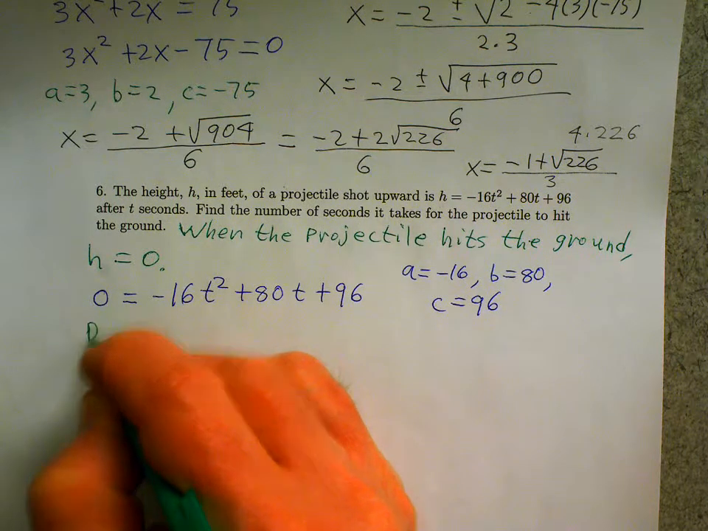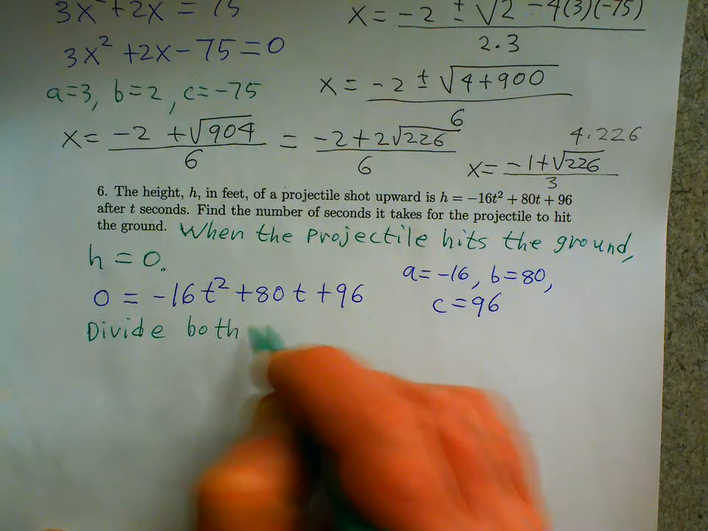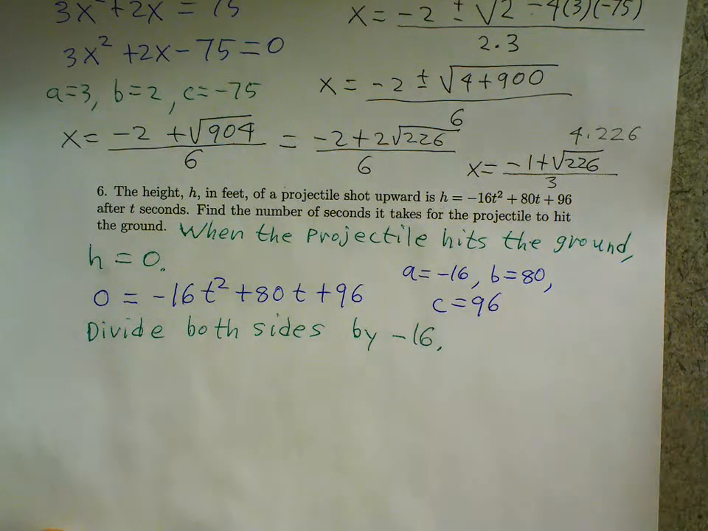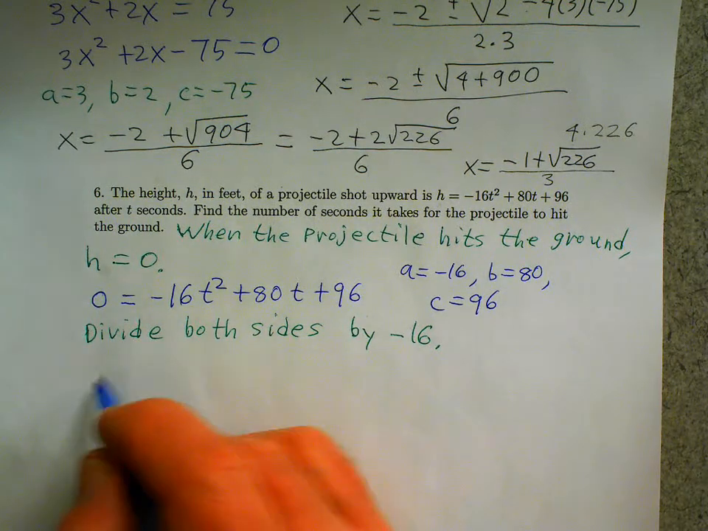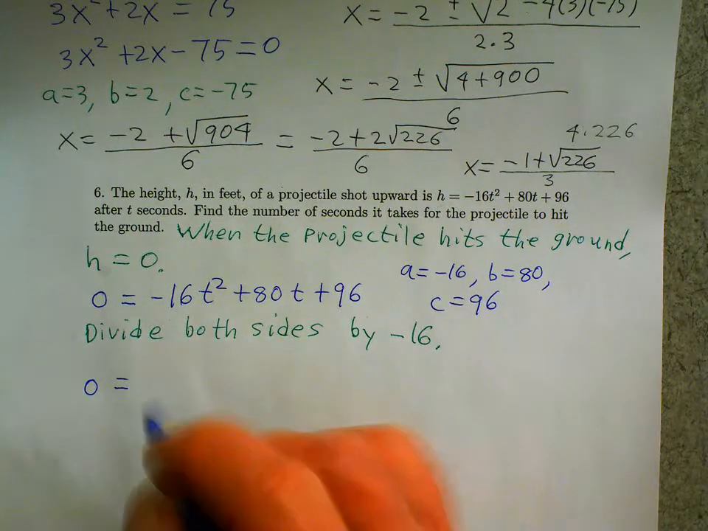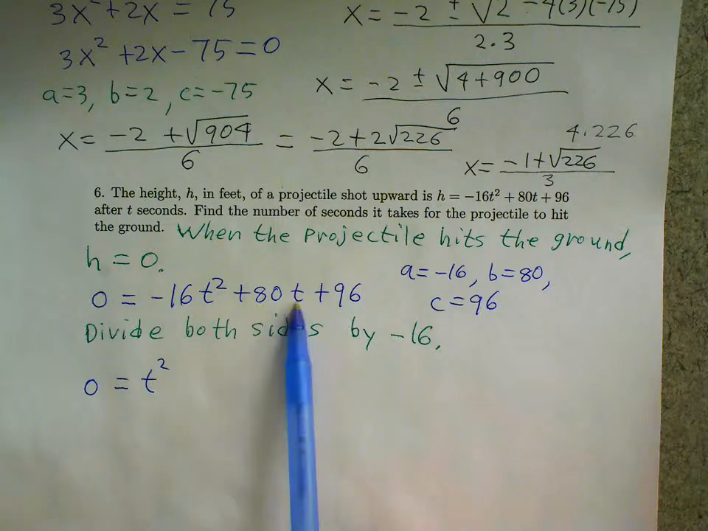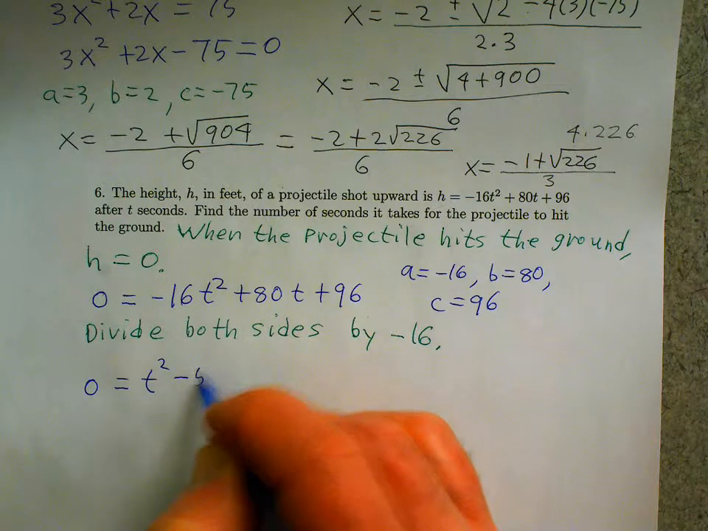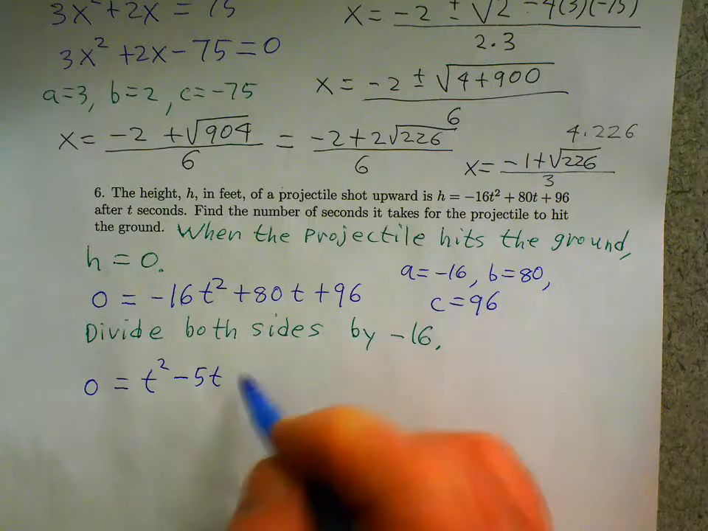Okay, so divide both sides by negative 16. 0 divided by negative 16 is 0. Then negative 16 t to the second divided by negative 16 is t to the second. 80t divided by negative 16 is negative 5t, so here we write minus 5t. And 96 divided by negative 16 is negative 6, so we write minus 6.